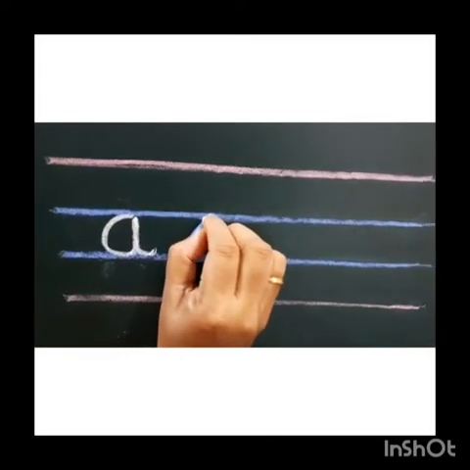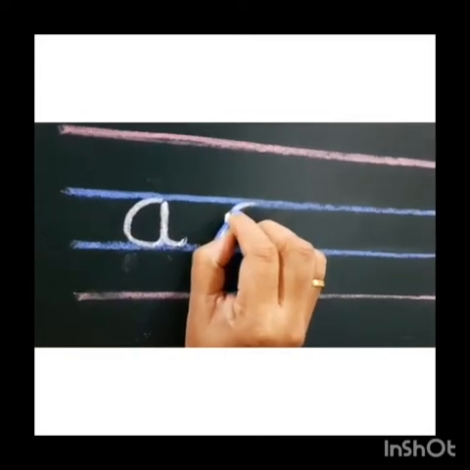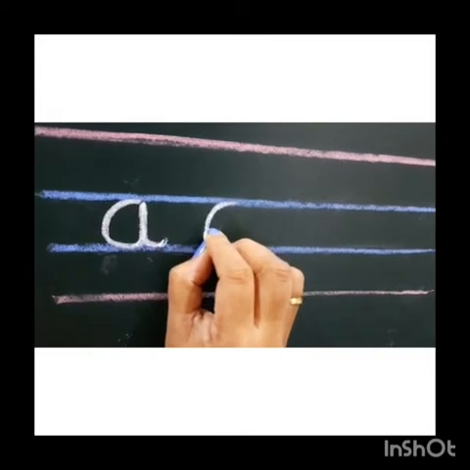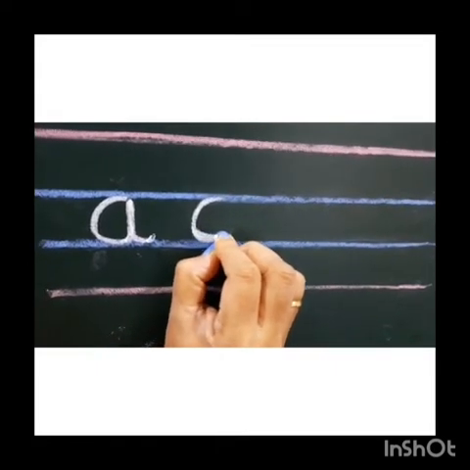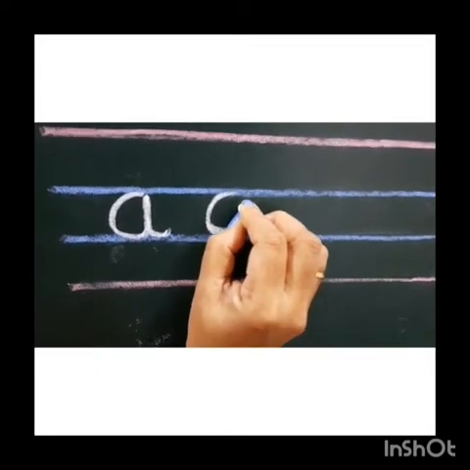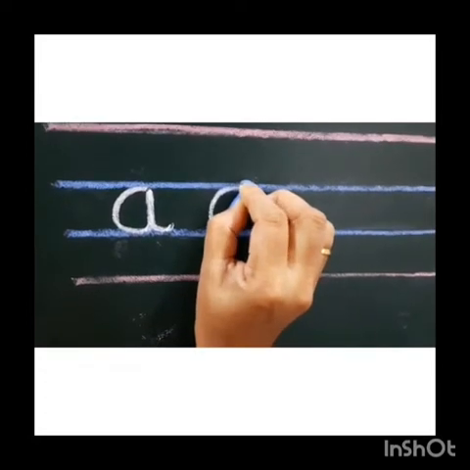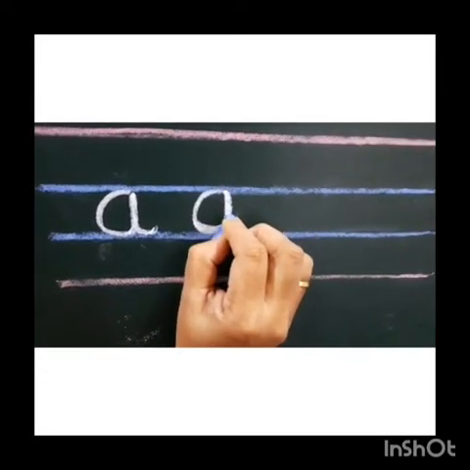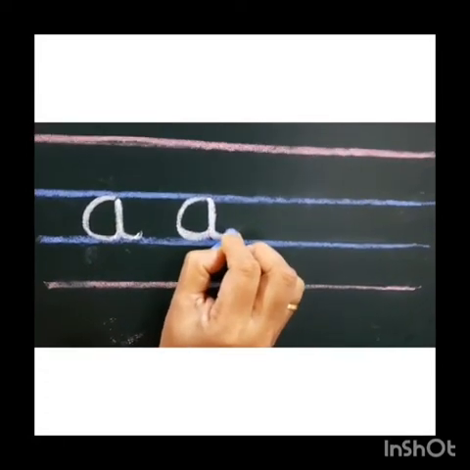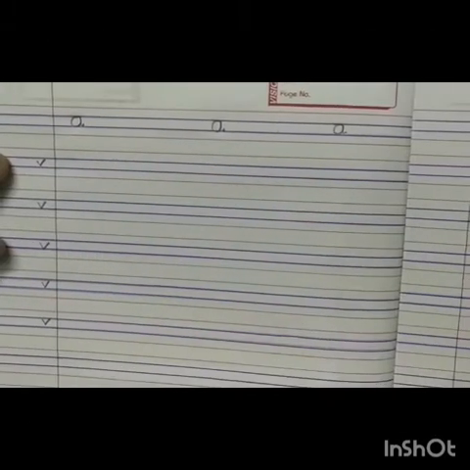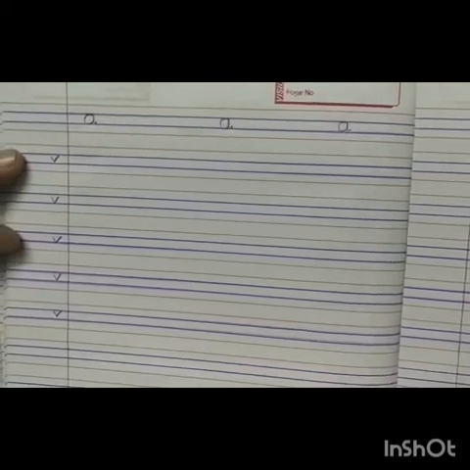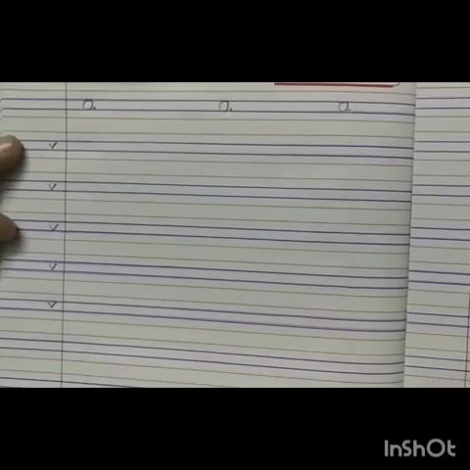First blue line to second blue line. C curve, go up, come down on the same line, standing line and small loop. Script letter A. Let's see how to write script letter A in the red and blue line book.